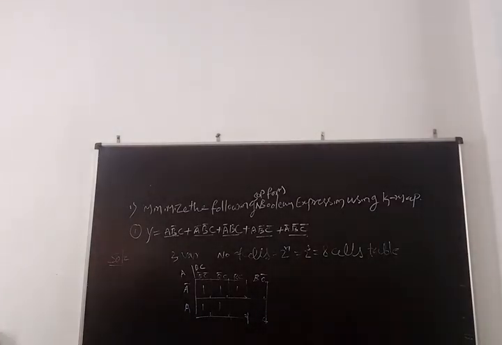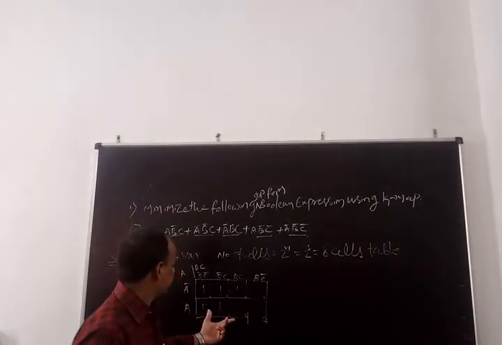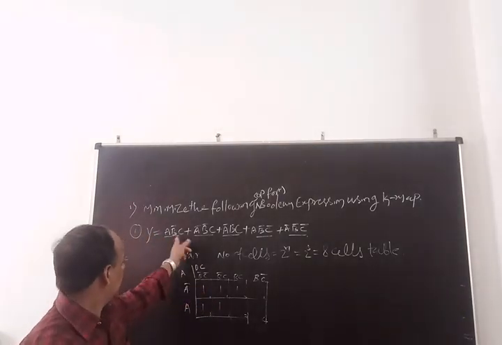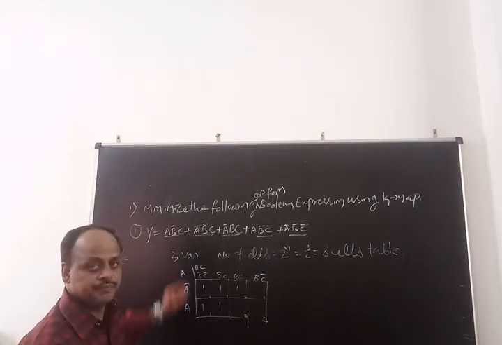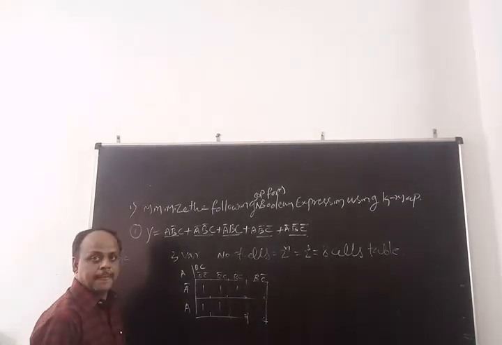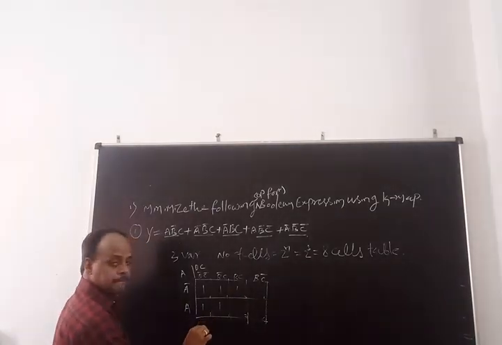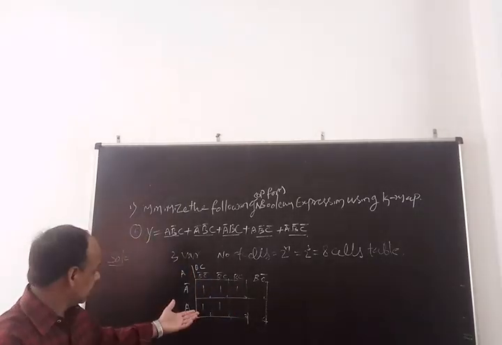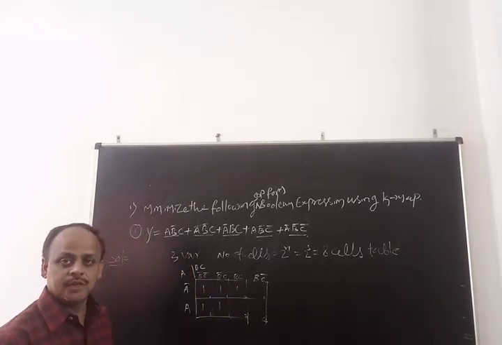So like this we have to place ones in the respective min term places. There are 5 min terms, so 5 ones must be placed: 1, 2, 3, 4, 5. Now the next point is to start grouping.